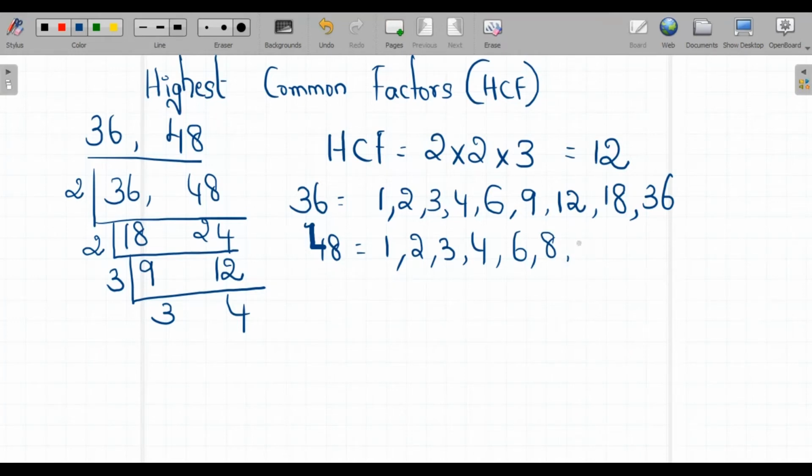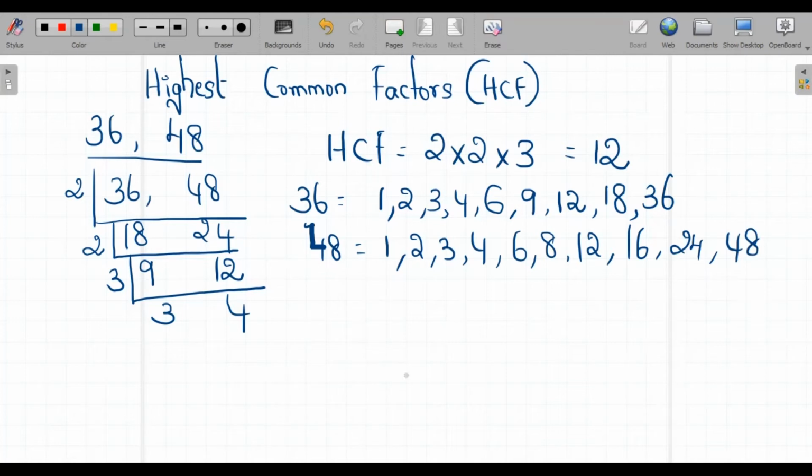9 is not possible. 10 is not possible. 11 is not possible. 12 4s are 48. 13 no. 14 no. 15 no. 16 is possible. 17 no. 18 no. 19 no. 20 no. 21 no. 22 no. 23 no. 24. Okay. And then finally the number 48 itself.